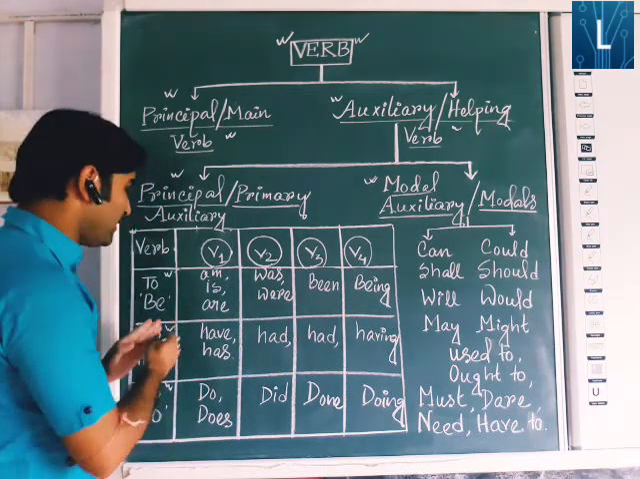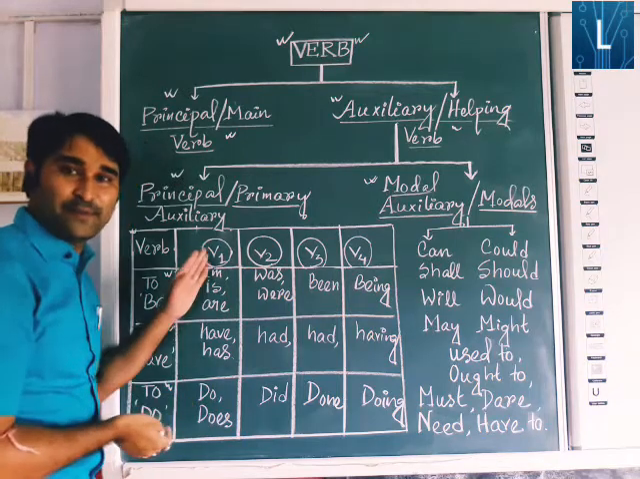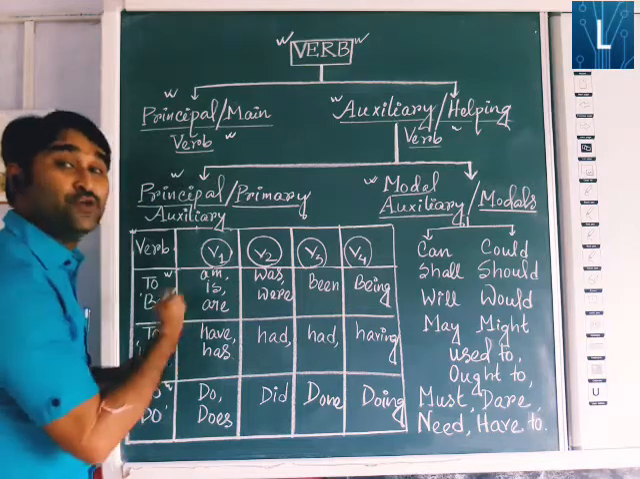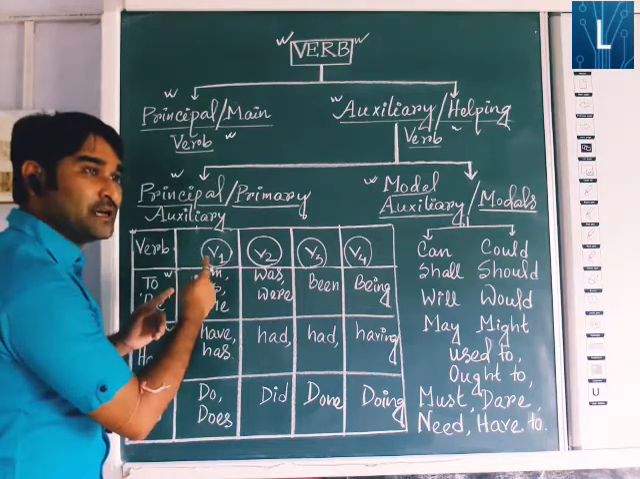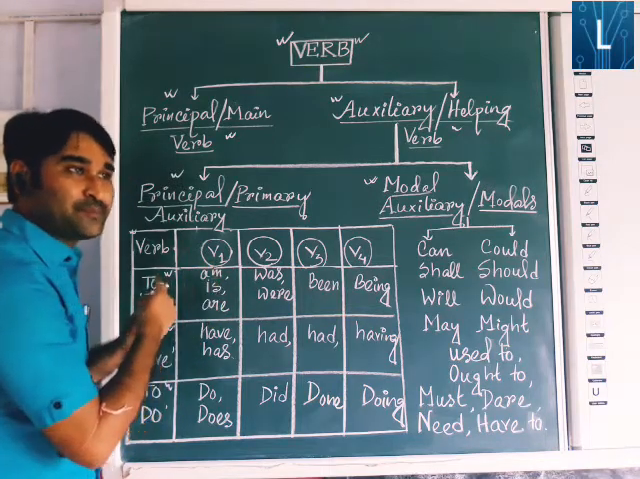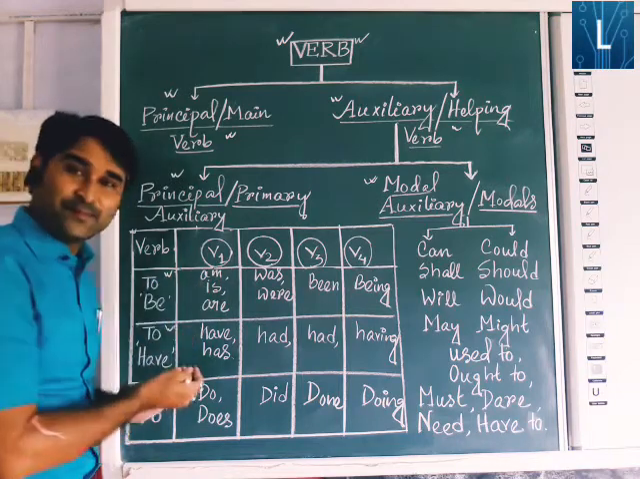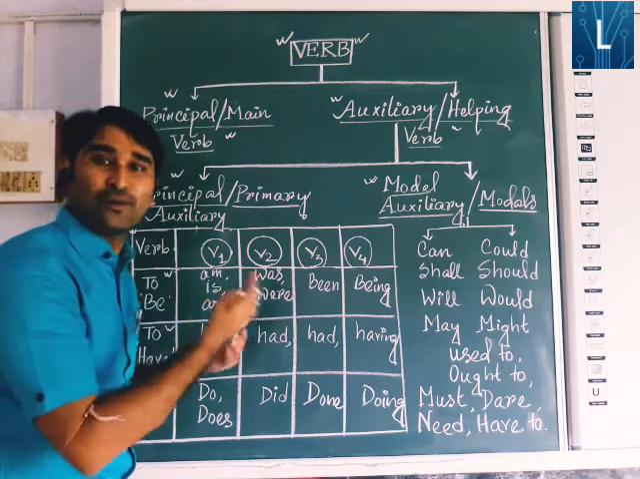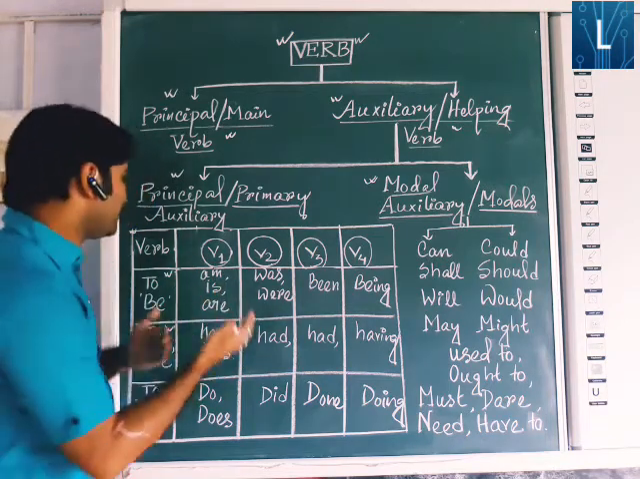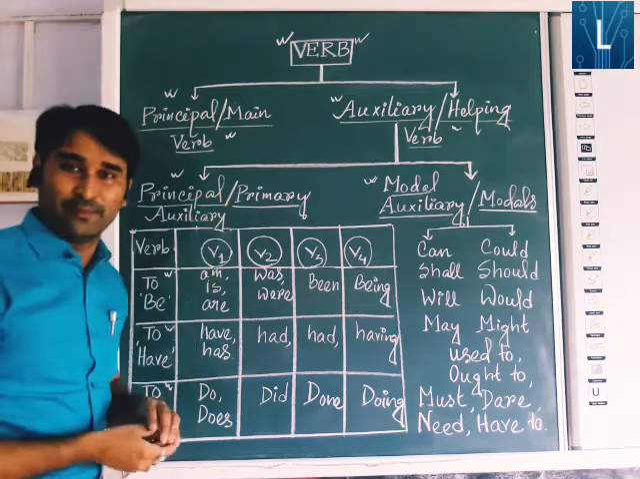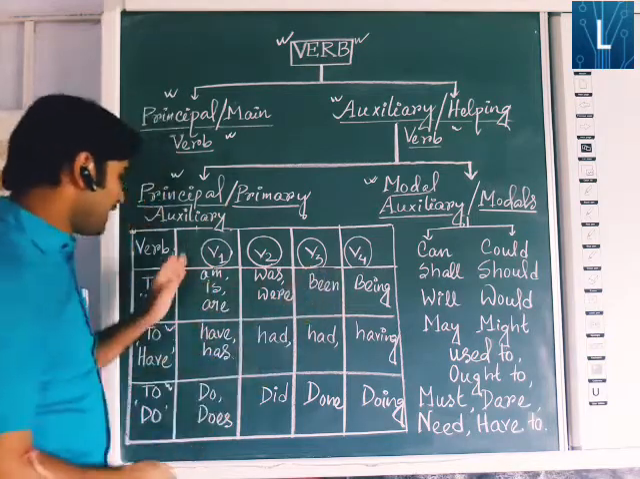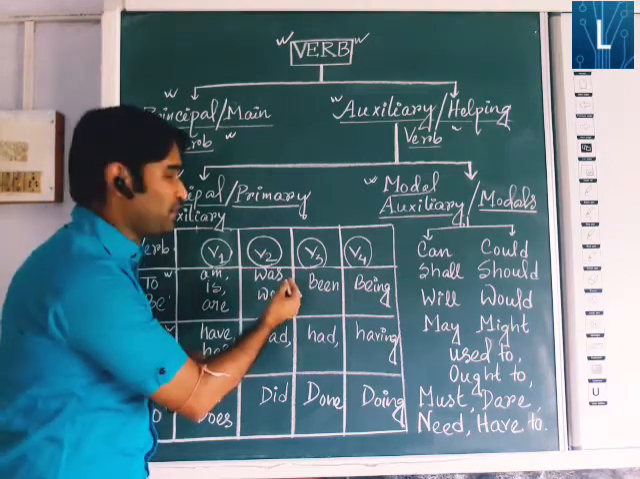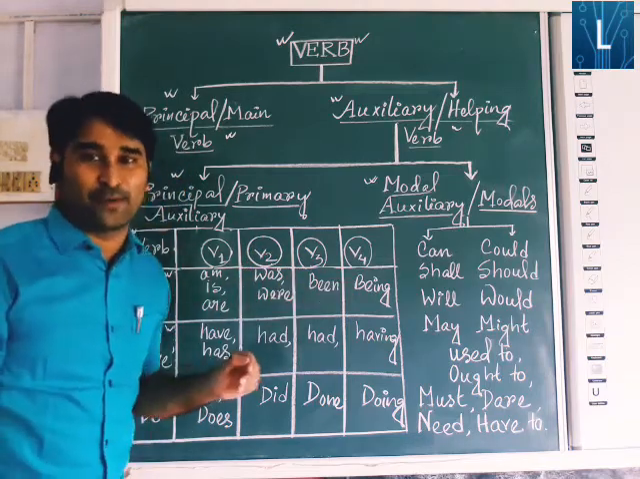Just like the to be verb, if you go for the present form of the verb, V1, it is I am, we are, you are, and he is, or Ronnie, Moni, Rani, so is. So according to the number, person and tense, this kind of verb will change its form. That's why they have been called principal auxiliary verbs. There are many other forms like V1 present form, V2 past form, V3 past participle form, and V4 present participle form of the verb.